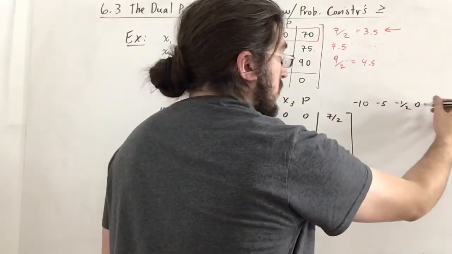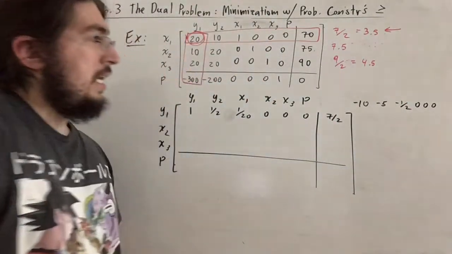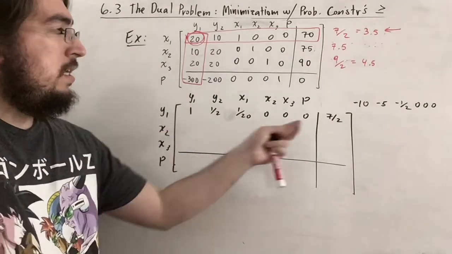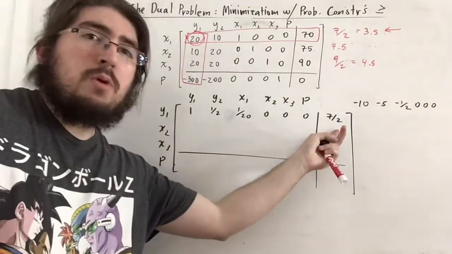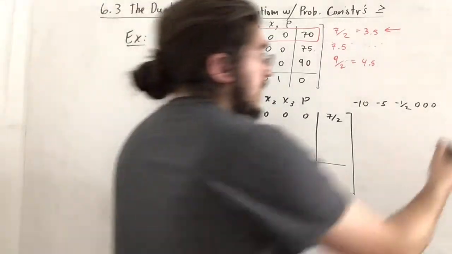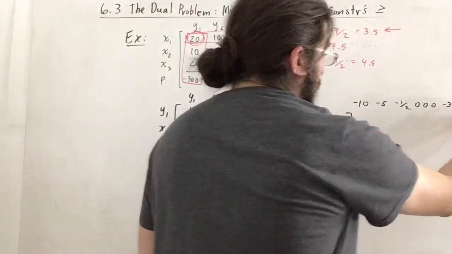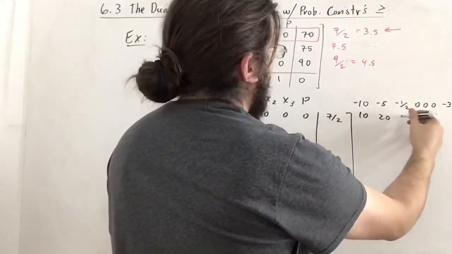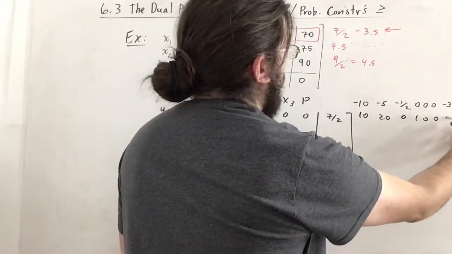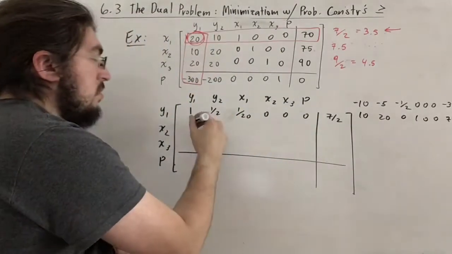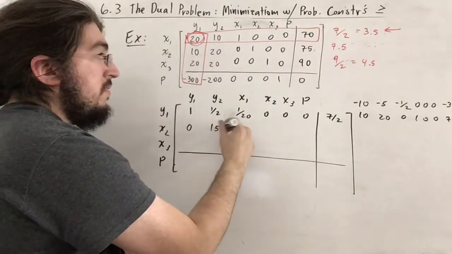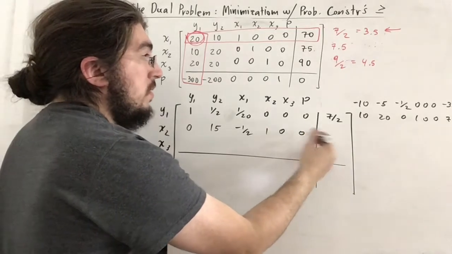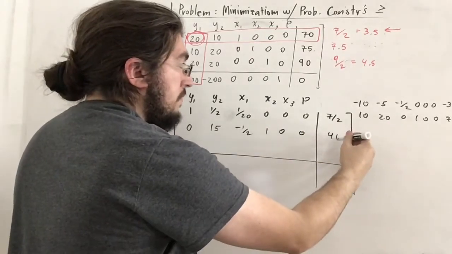0, 0, 0, so 3 zeros. And let's see, we're multiplying this by negative 10, so what do we get here? Remember, this is 3.5 times 10 is 35, so it's negative 35. And then adding it to the original row 2, that's 10, 20, 0, 1, 0, 0, 75. Adding these, we get 0, 15, negative 1/2, 1, 0, 0, and then that's going to be 40.